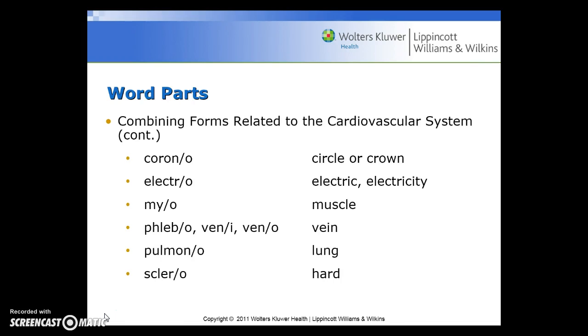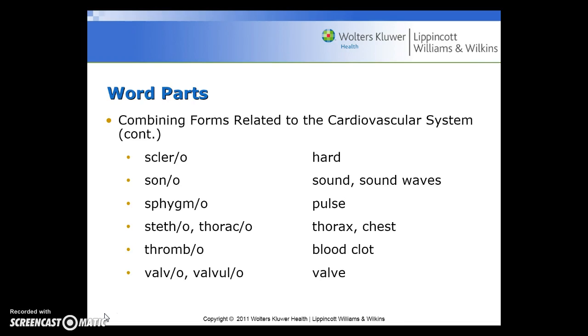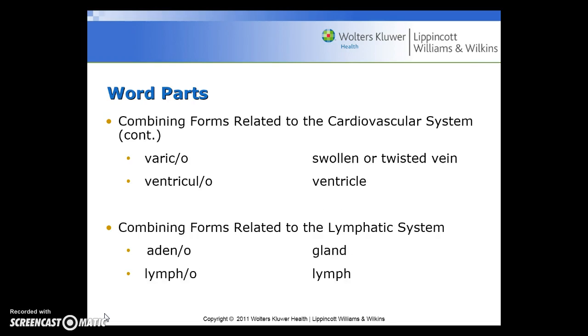Corono for circle or crown, electro for electric or electricity, myo for muscle, phlebo or veni or veno for vein, pulmono for lung, sclero for heart. Again, sclero for heart, sono for sound or waves, sphygmo for pulse, stetho or thoraco for thoracic or chest, thrombo for blood clot, valvo or valvulo for valve.